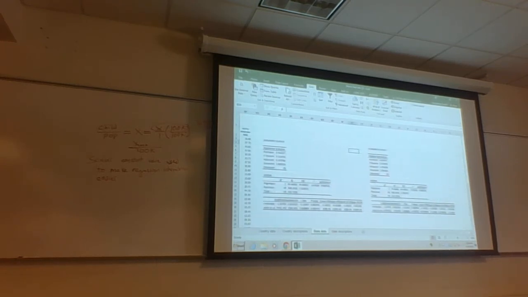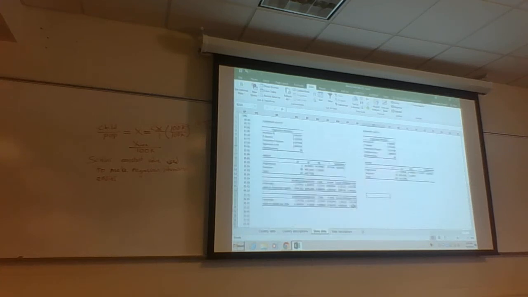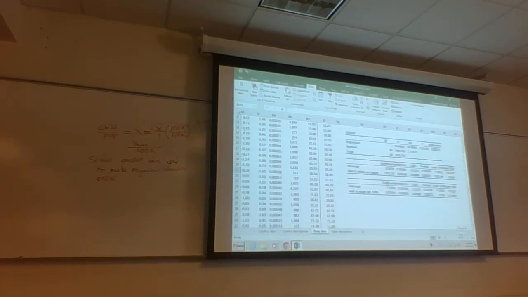I don't know if you can see that. I'm going to delete some stuff that I know we don't need. Delete that. Oh, interesting. I'm actually going to move the second regression down here, so you can just compare them a little bit. Yeah, that's better.